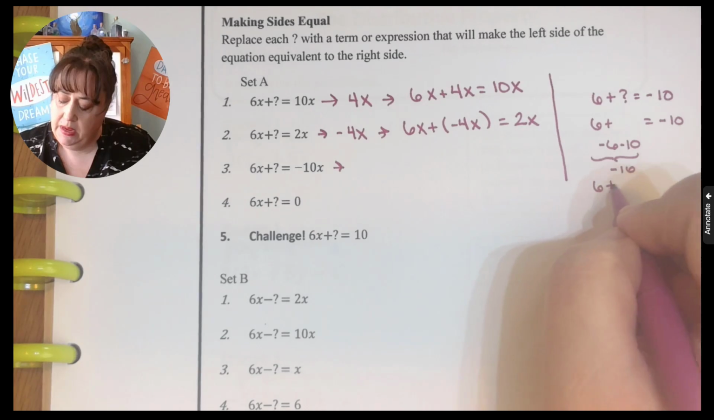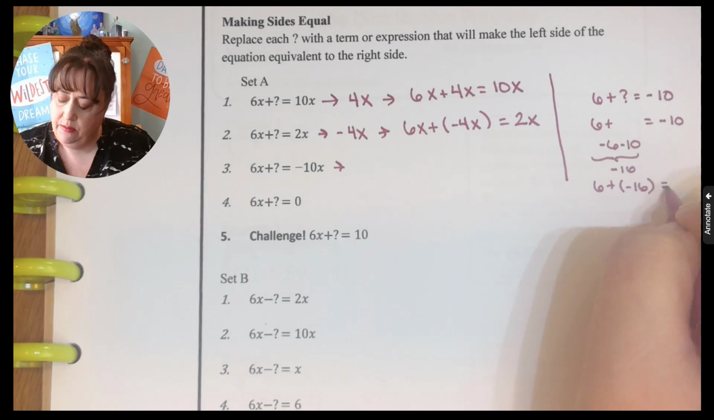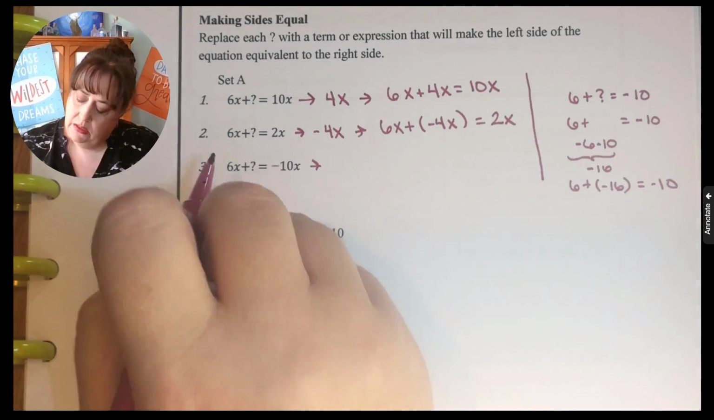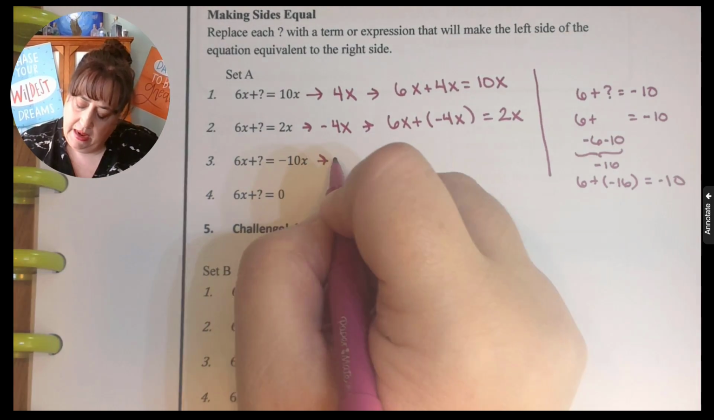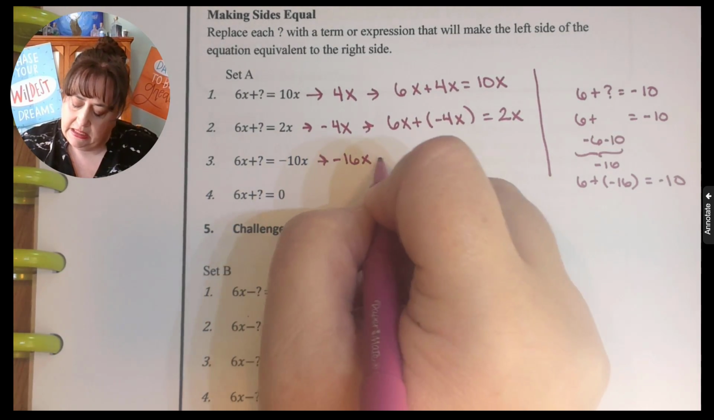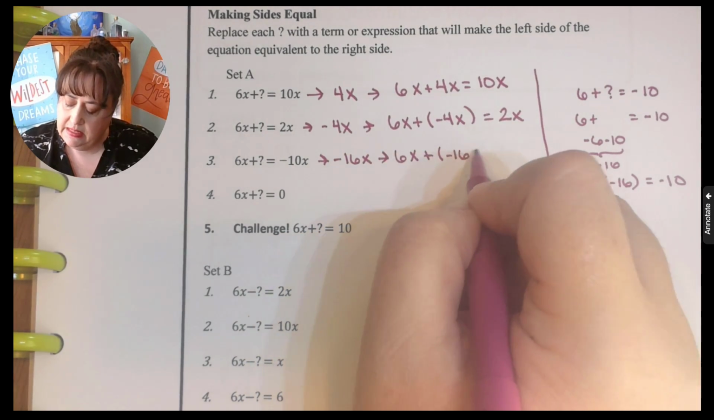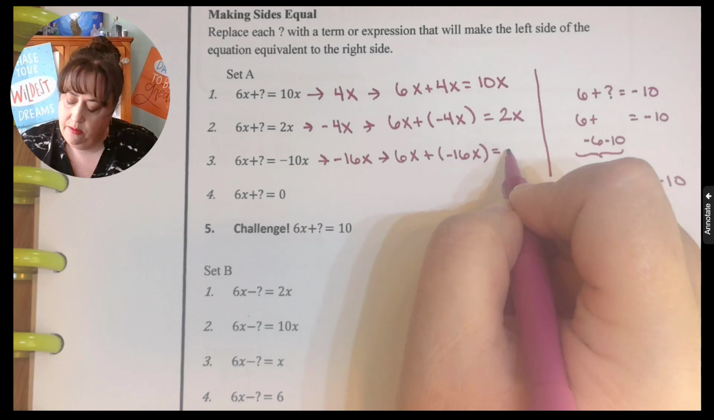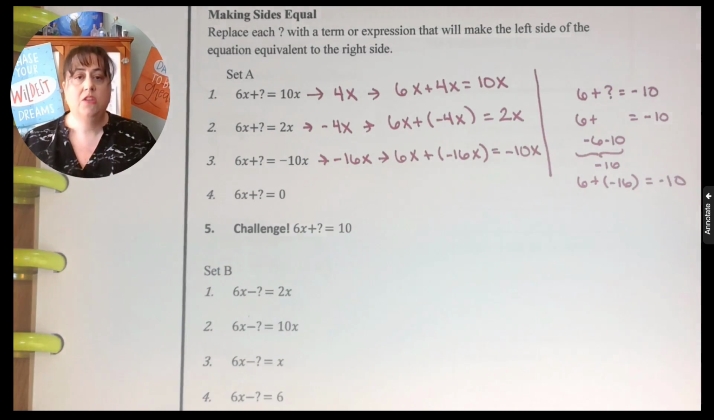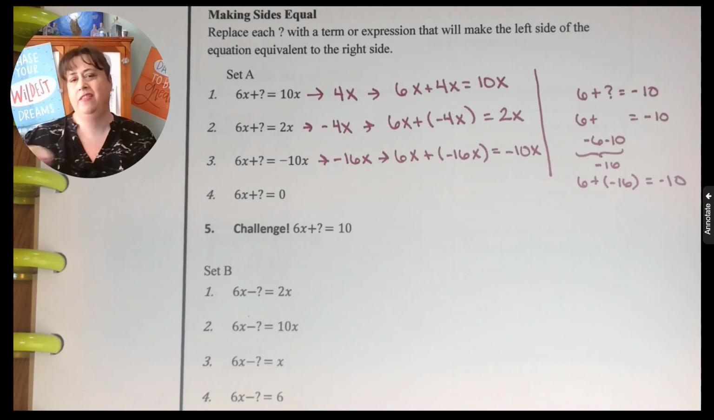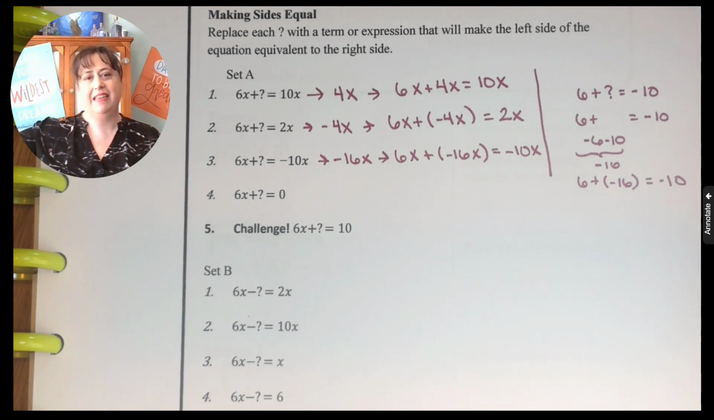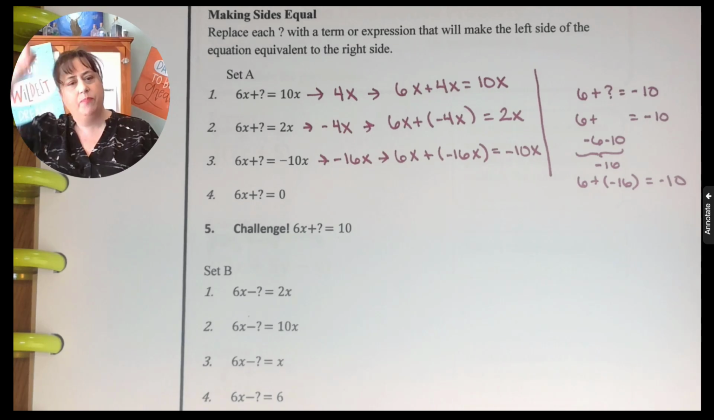So 6 plus negative 16, does that equal negative 10? I think that would work. So that would be a negative 16x. So 6x plus negative 16x would equal negative 10x. So we just treat like terms just like regular numbers, and the variable just comes along for the ride. That's it. It's just along for the ride.